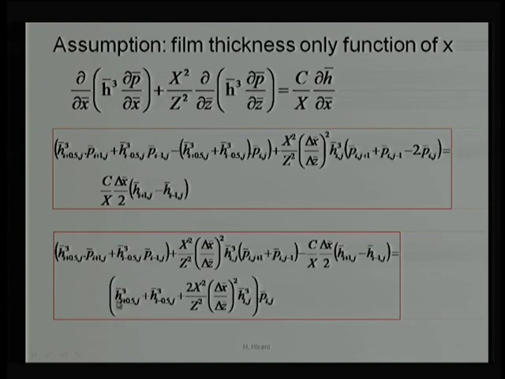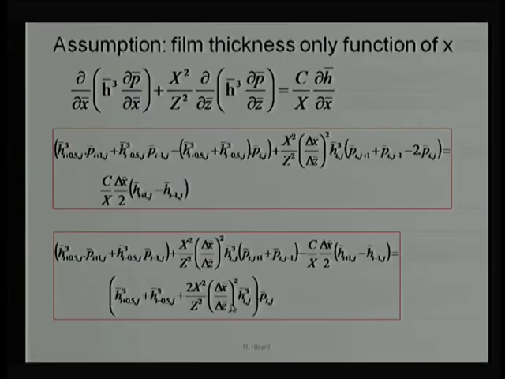h(i+0.5, j), h(i-0.5, j), and here h(i, j). All three film thicknesses: the node where we have to calculate pressure, and two other nodes, not neighboring nodes, but the middle of them, which is a hypothetically virtual half node. We are summing up and calculating like that.